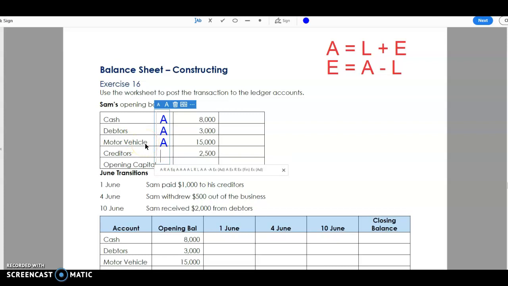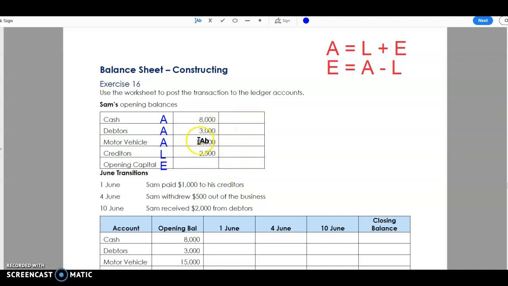Creditors are liabilities, not current, I hear you say. Well done. And our opening equity account, our opening capital account, of course, is an equity account. So here we are, we've classified these accounts. We have 3 asset accounts and 1 liability. So to calculate the capital account, we add up our assets, deduct our liabilities, and that will give us our opening capital.